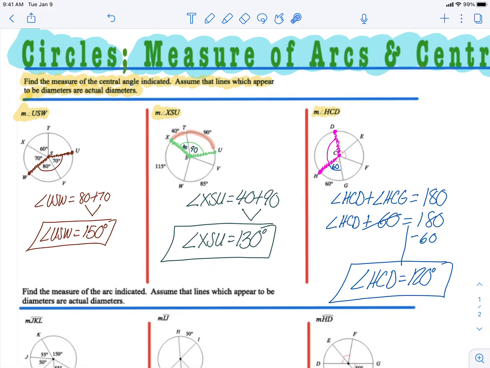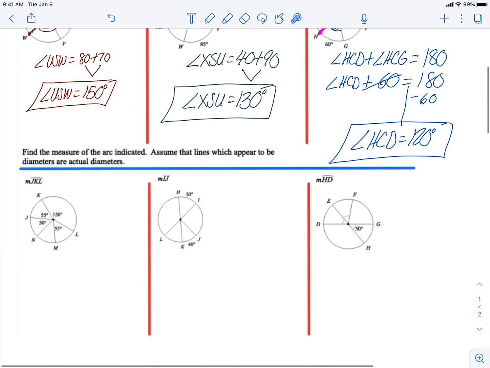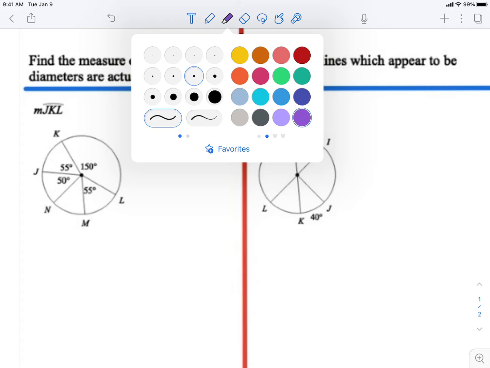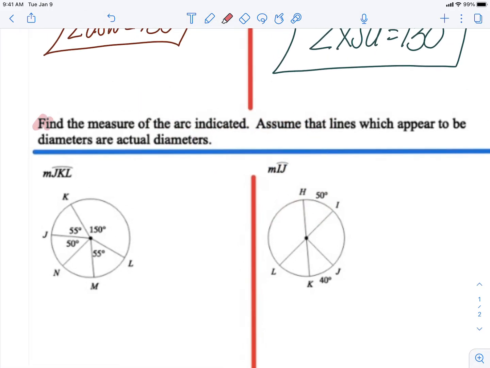So you're definitely going to see one kind of problem of each one of these in your assignment. Okay? All right. Let's take a look at these last three examples. Our instructions say find the measure of the arc indicated. This time we're finding the arc. Assume that lines which appear to be diameters are actually diameters. So if there's a line that goes right down the middle, from one end to the other, assume it's the diameter. It's 180 degrees, half the circle, right?